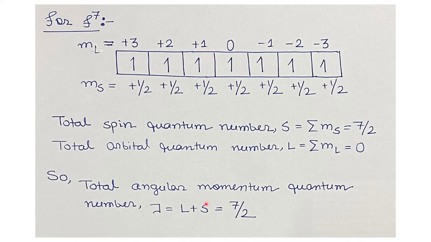Now the total angular momentum quantum number J equals L plus S. Here the S value is 7 by 2 and the L value is 0 for this system. So this summation will give J equals 7 by 2. So for the atomic system or atomic gas, the total angular momentum quantum number J equals 7 by 2.